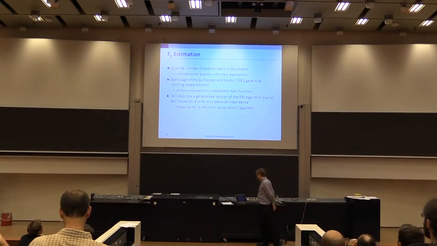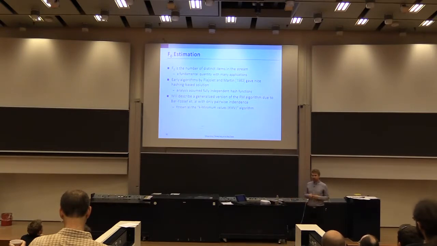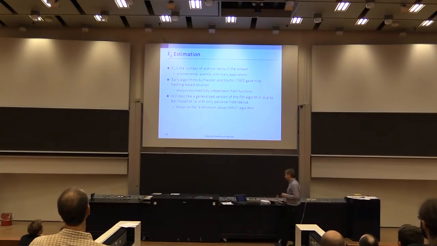Okay. So this idea of k-minimum values has appeared in a number of places. I'm going to follow the outline of Ziv Bar-Yossef and others from about 2001, I think it was, to analyse this algorithm for estimating the number of distinct elements.